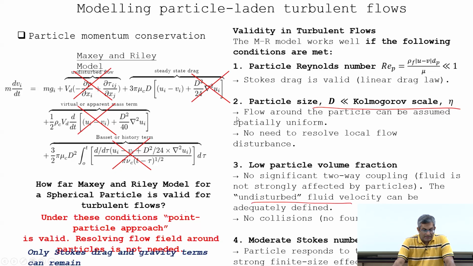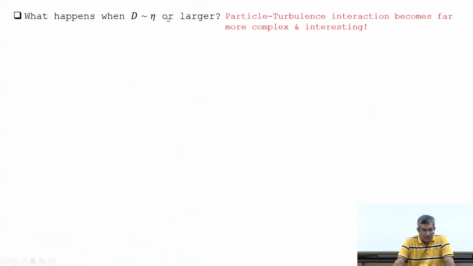But then the question is, what would happen if the particle size is of the order of Kolmogorov scale or even larger? And this can happen. Why should particles in real-world applications prefer to be below the Kolmogorov scale? This is not realistic. So anything can happen. Now in such a case, the particle-turbulence interaction becomes far more complex and also interesting. Let's see why this is so.